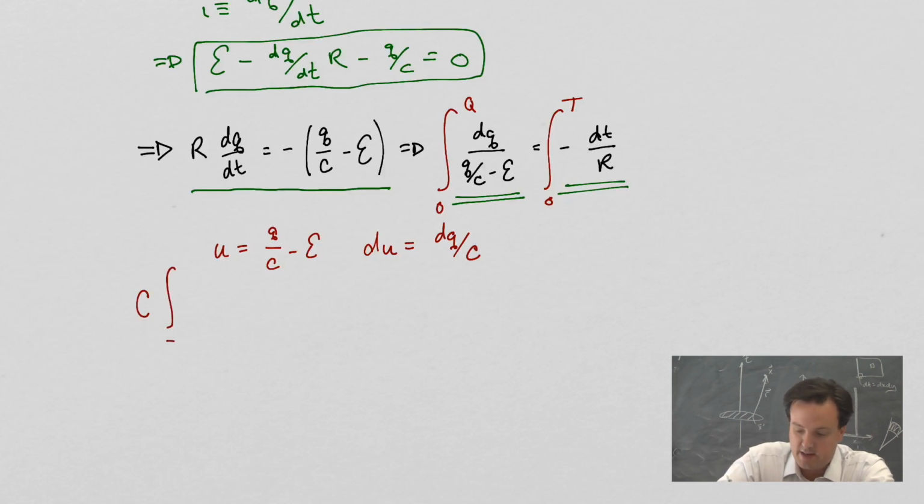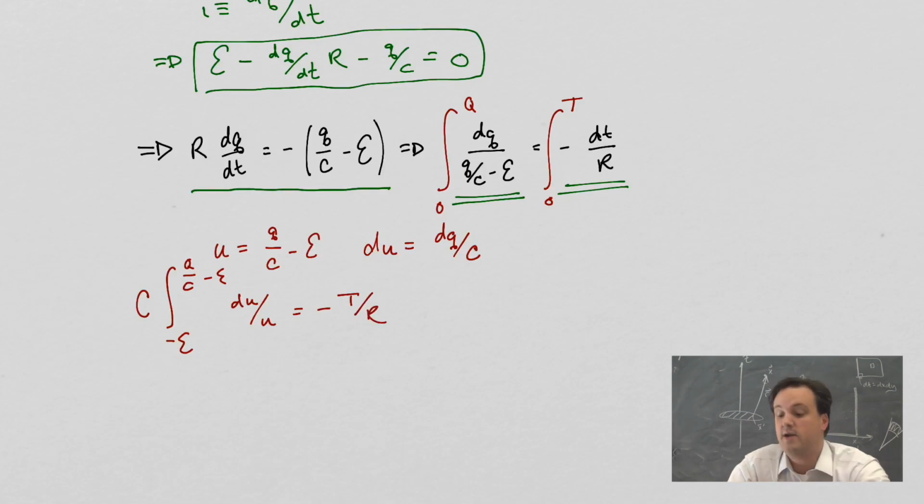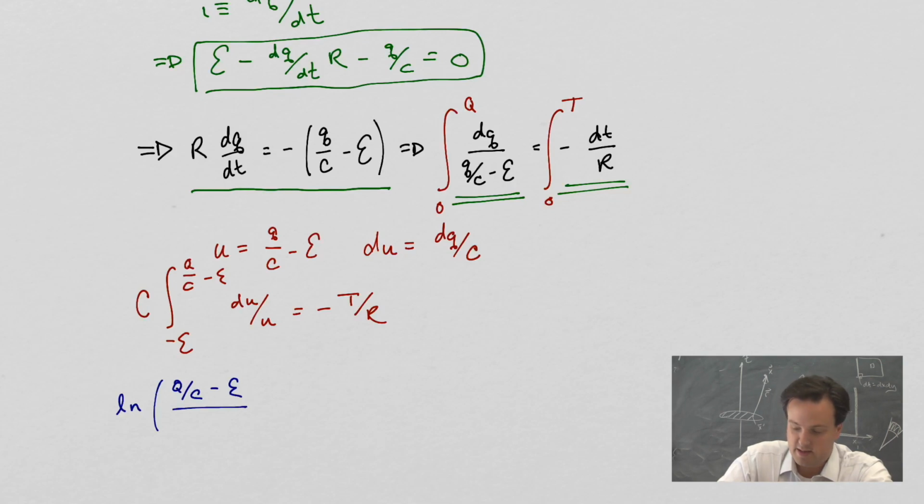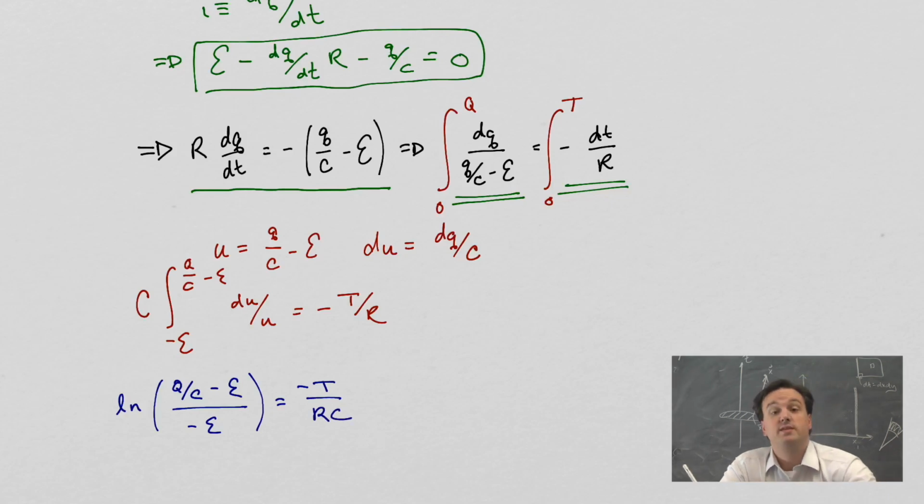If I do this substitution, then I end up with c times the integral from minus e, right, that's where plugging q equals 0 into the lower limit of integration helps, to q over c minus e, du over u is equal to minus t over r, right? And I've actually done the integration on the right-hand side just because it was so easy. And now I can see that I'm going to get a natural log out of this because I'm doing the integral of du over u, and that thing is going to give me the natural log of the top over the bottom, which gives me the log of q over c minus e over minus e is equal to minus t over rc.